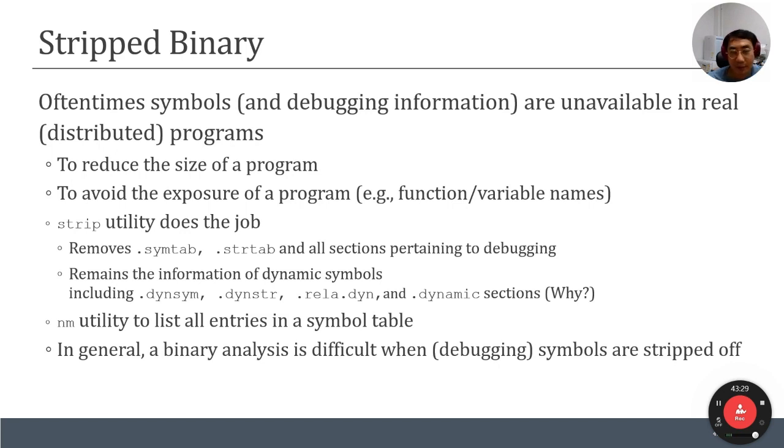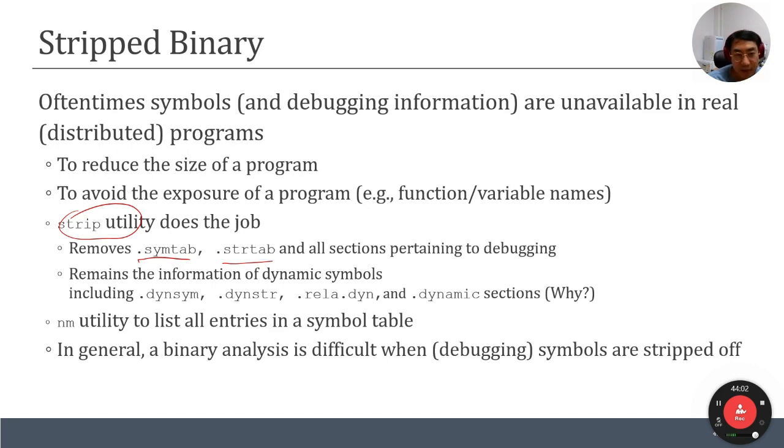Oftentimes, symbols and debug information are unavailable in real programs because stripping can reduce the size of a program. You can also avoid exposing the program's function names and variables. You don't want to disclose this information to others. And we have the strip utility that does the job, which removes the symbol table, string table, and all the sections pertaining to debugging.